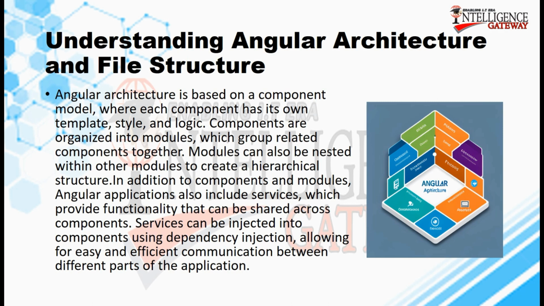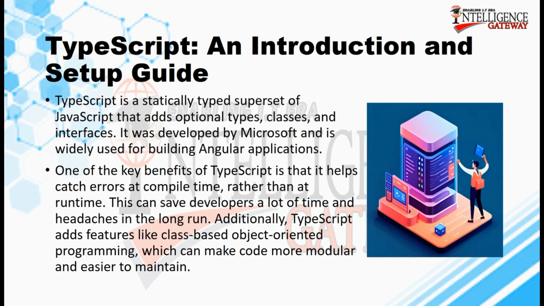Understanding Angular architecture and file structure. Angular architecture is based on a component model, where each component has its own template, style, and logic. Components are organized into modules which group related components together. Modules can also be nested within other modules to create a hierarchical structure. In addition to components and modules, Angular applications also include services, which provide functionality that can be shared across components. Services can be injected into components using dependency injection, allowing for easy and efficient communication between different parts of the application.